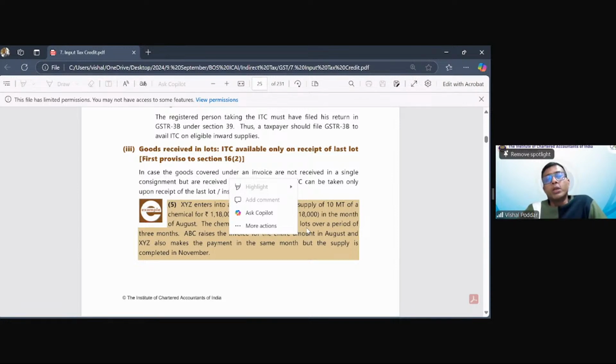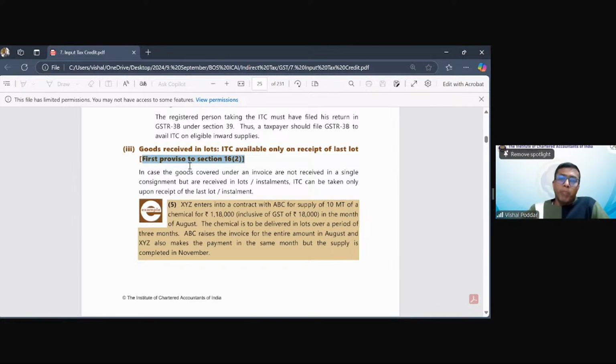Okay. Now, relating to this same condition, we have another provision. I have just scrolled down and come to that point because it is also relating to the condition of receipt. This point is given in the first proviso to this section. Now, what is this point saying? Many times it may happen that the goods that are being sent by the supplier to you are sent in lots. Now, I'll give you a very simple example of this. You are buying a windmill from me.